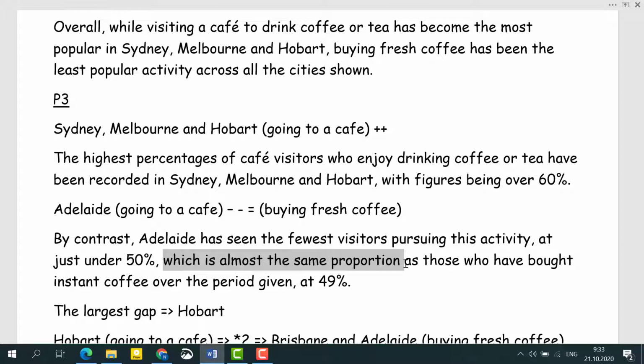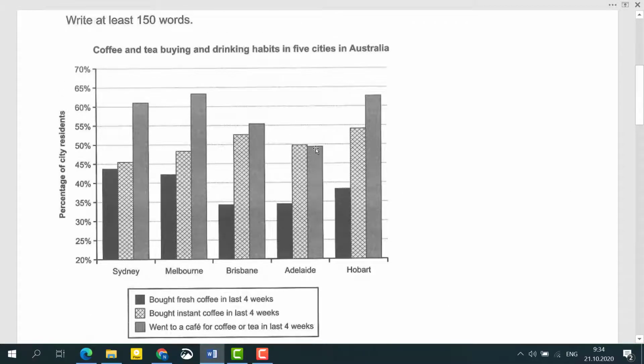You don't want to use the word number. Okay, so the same proportion as those who have bought instant coffee over the period given. Over means in this case during the period given, comma. So remember, before the preposition at, make sure to use a comma here, at 49%. That's exactly what I'm doing.